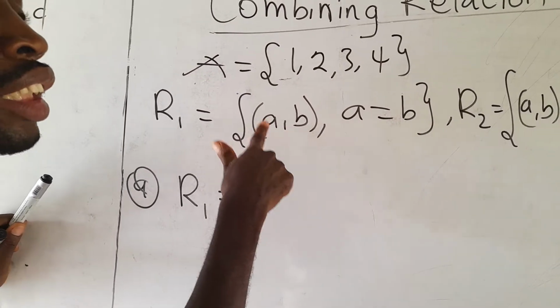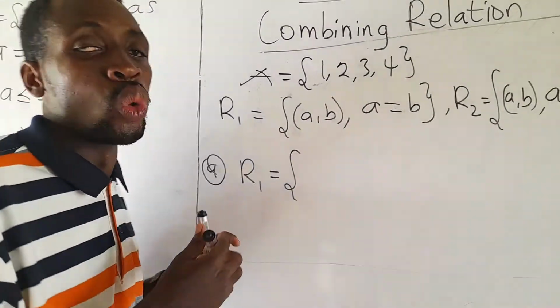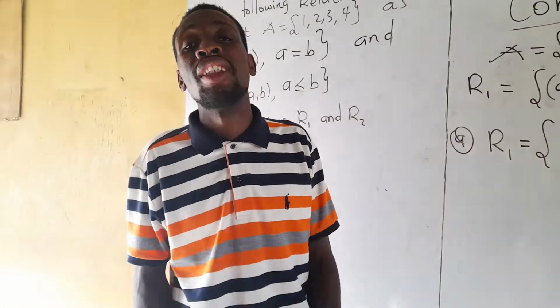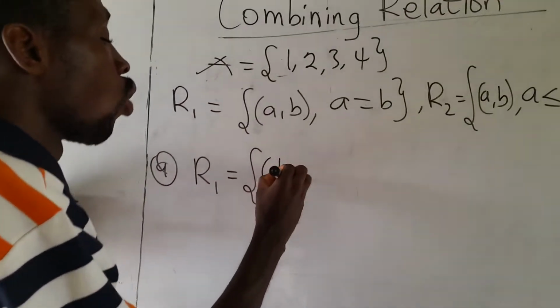That the first element in the relation must be the same as the second element. So that will be the self loop. Please check out my videos on self loops. Now let's go. So we have 1, 1.